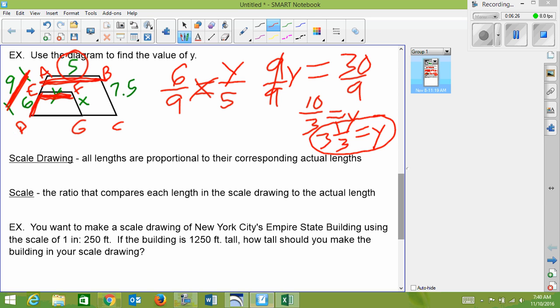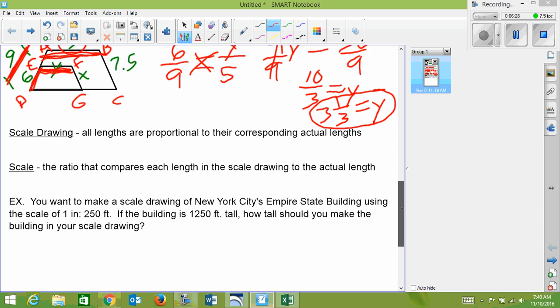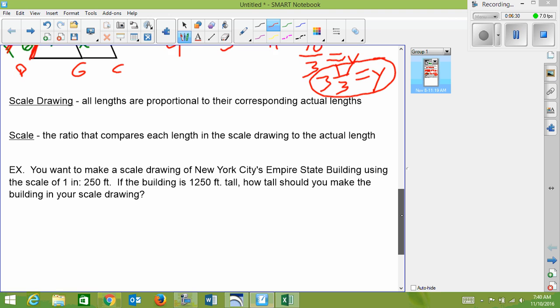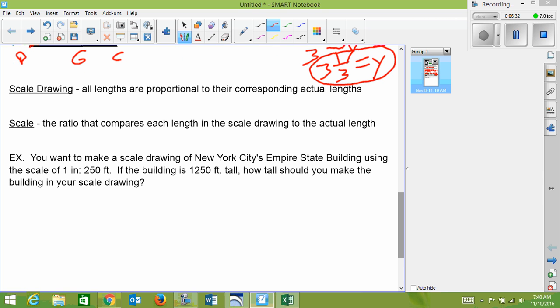Is it half as big? Is it a fourth as big? Is it 1 inch equals 10 feet? Whatever your scale is. For my example, you want to make a scale drawing of New York City's Empire State Building using the scale of 1 inch to 250 feet. So if the building is 1,250 feet tall, how tall should you make the building in your scale drawing?